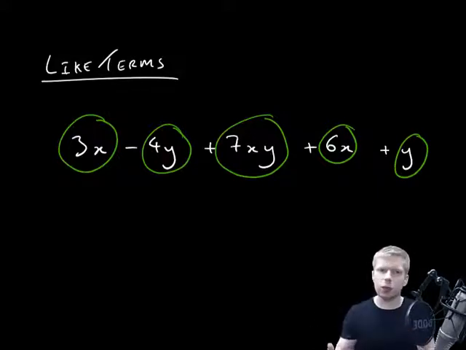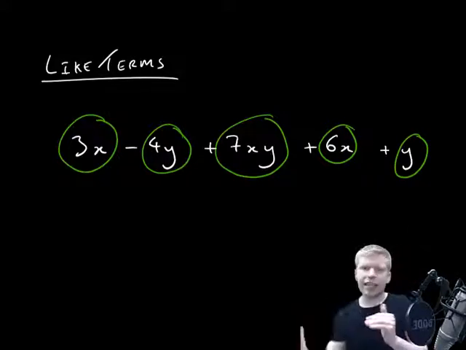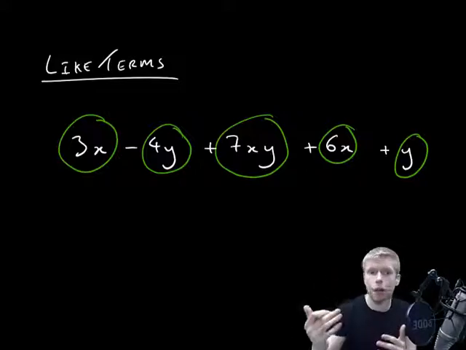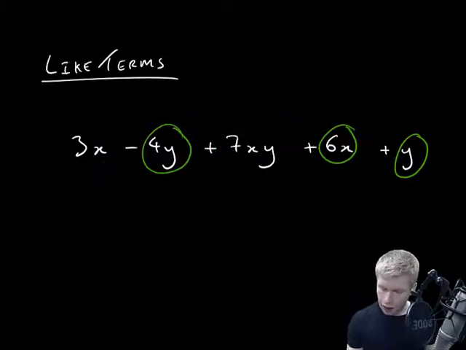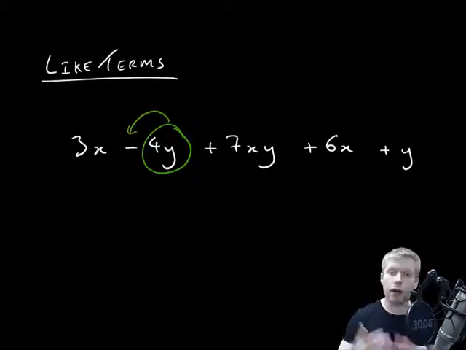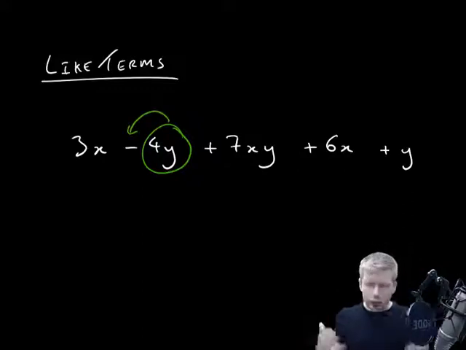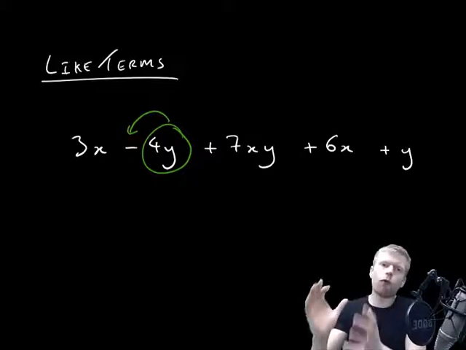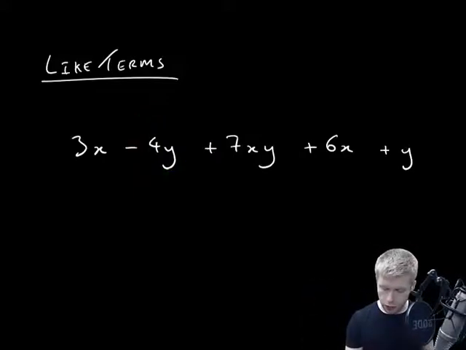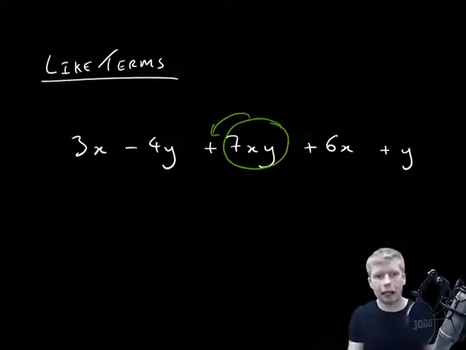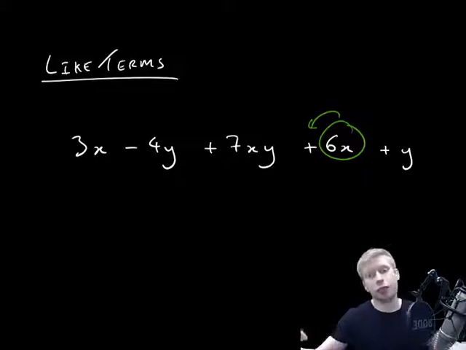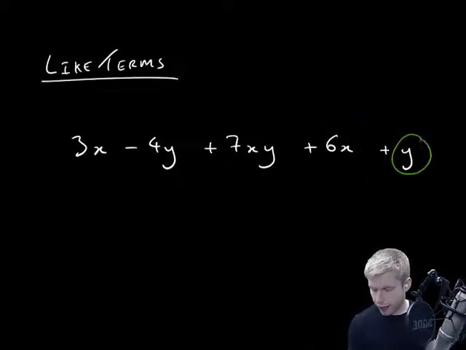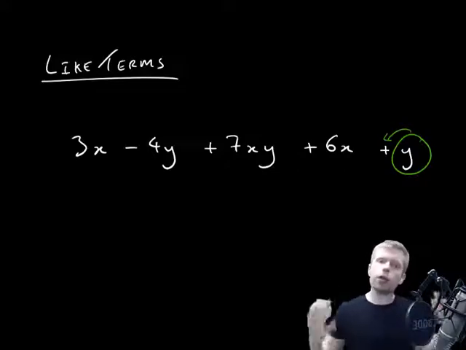So what do the pluses and minuses do? Well, you can think about them as telling you the sign of the term, whether it's positive or negative. For instance, this 4y here in the middle, if you look at the sign before it, it is negative, which means that it must be negative 4y. That's the sign of the 4y term. If I look at the 7xy term, the sign before it is positive, which means that term must also be positive. There's a 6x term there, the sign before it is plus, which means it must be positive. And finally, if I look at this y term, the sign before it is positive, which means it must be positive as well.